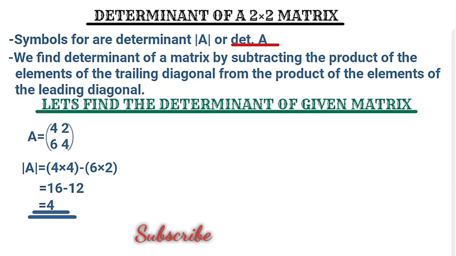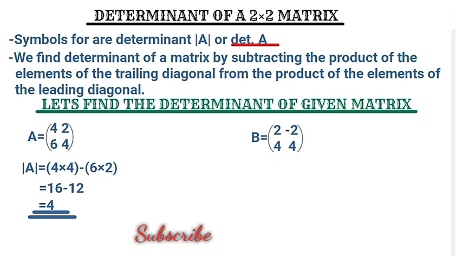Okay, the next thing is, let's go to the next example. The next example is that one. We have 2, negative 2, 4, 4 down. Now we are going to find the determinant of this matrix.